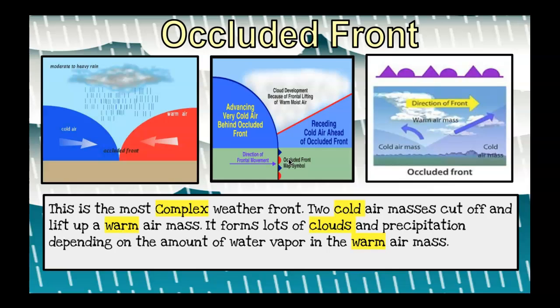Now, whenever this happens, your map symbol shows you have a cold with a warm sandwiched in between another cold. Okay, so you see your warm in the middle of 2 cold, and that would be your map symbol for the occluded front.